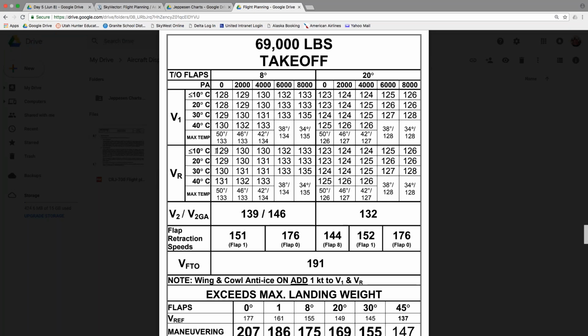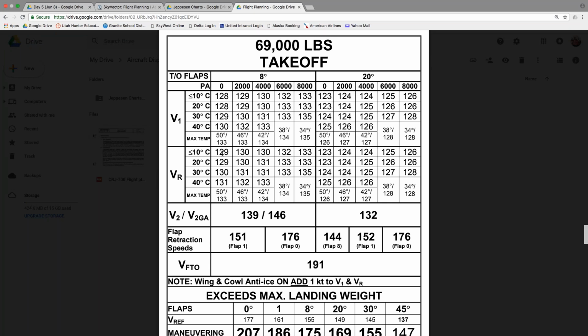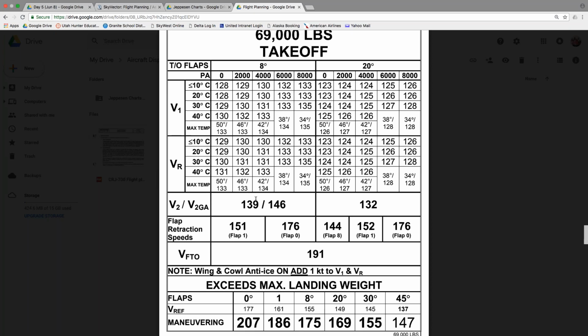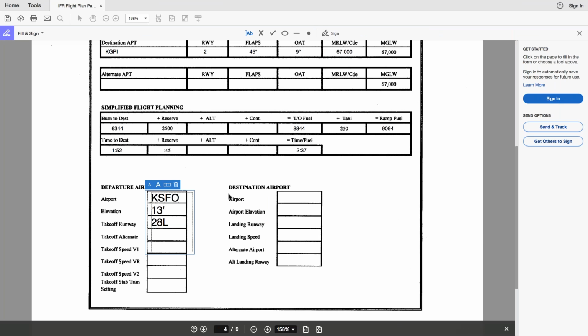$128 for our V1, our VR 129, and our V2. So we're going to use the V2, the first number, 139 knots. So 128, 129, 139. 128, 129, 139.